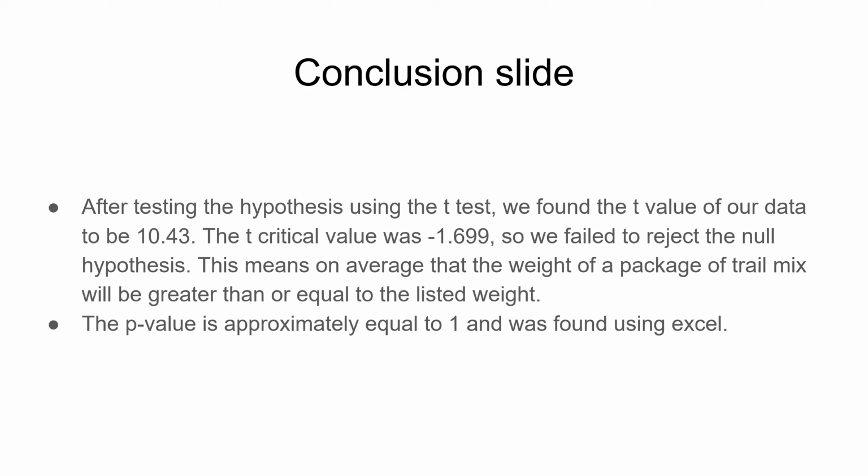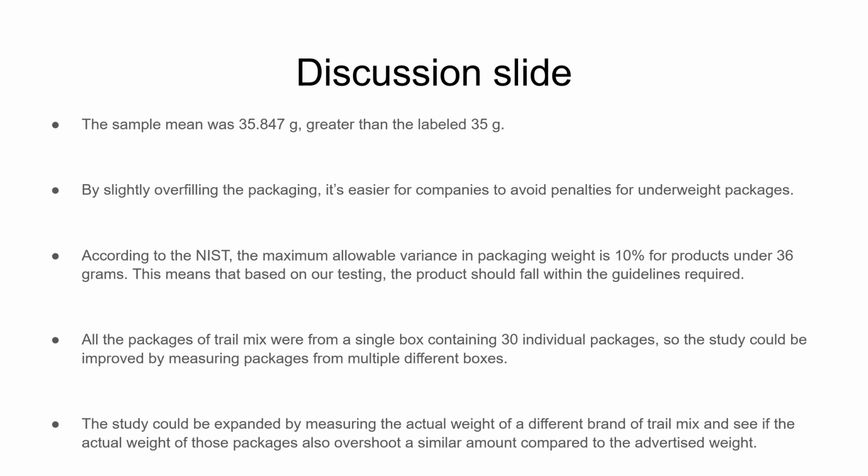After testing our hypothesis, we found that since the region of rejection was anything below negative 1.699 and our t-value was 10.43, we failed to reject the null hypothesis. And our p-value was approximately equal to 1, so if replicated, it should be very similar to what we found if this was replicated multiple times using different samples.